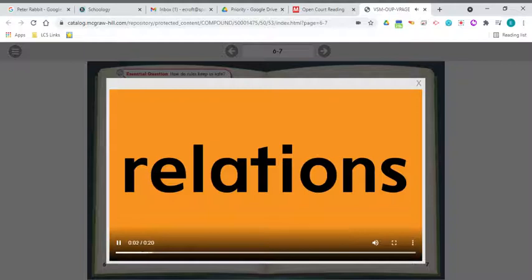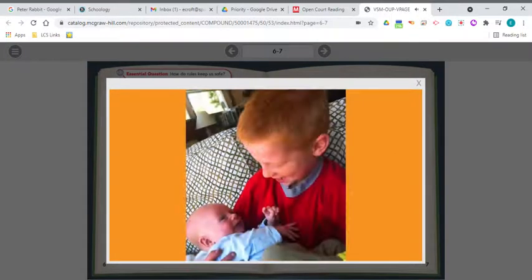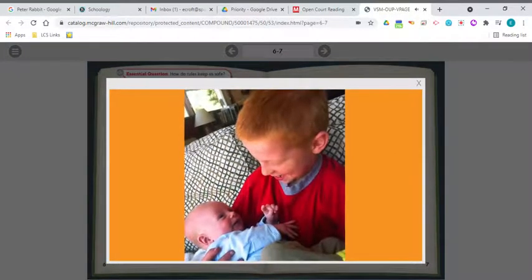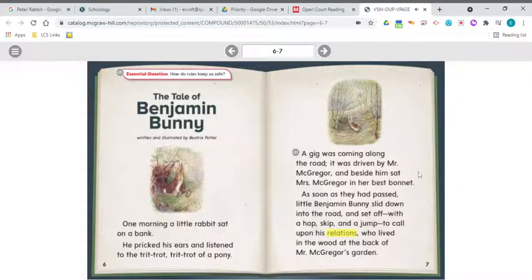Relations. Plural form of relation. A person who belongs to the same family. A relative. My brother and I are relations. We are part of the same family. Relations. So Benjamin Bunny went to call upon his relations, which were Flopsy, Mopsy, Cottontail, Peter, and his aunt, right? All right, let's look for our next word.